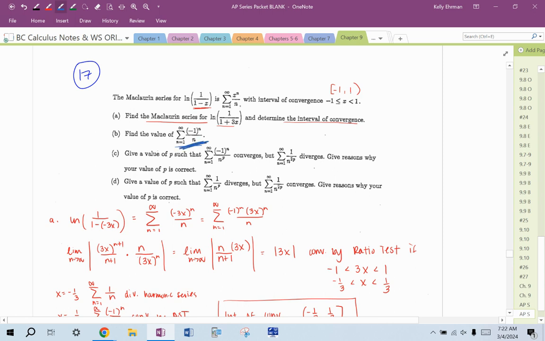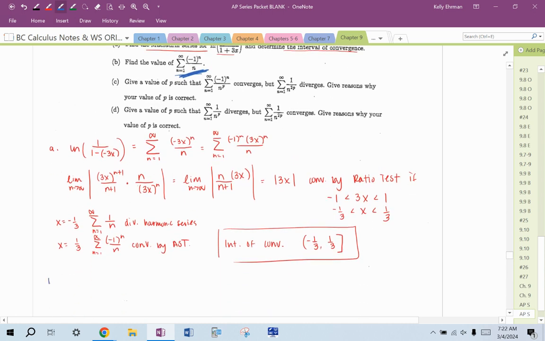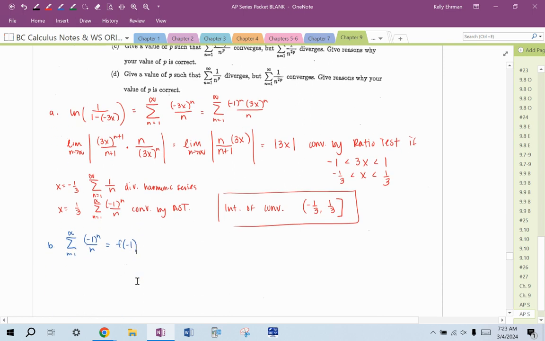-1 over n to the n matches with the original ln of 1 over 1 minus x. And we know that when we plug in -1, this series converges to exactly this function value. So for part B, I'm going to say the series from 1 to infinity of -1 to the n over n is equal to f of -1. They didn't actually call this f of x, so I better specify.